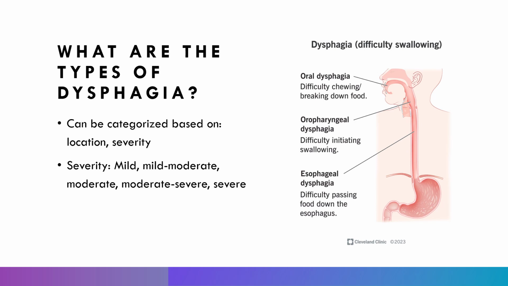The oropharyngeal dysphagia stage is a very quick stage that is concerned with initiating the swallow. This is just right in the back of the throat. If somebody has deficits in this stage, they will mainly have difficulty actually initiating that swallow. And then after the swallow is initiated, there's the esophageal phase dysphagia, which is difficulty passing the food down through the esophagus into the stomach.